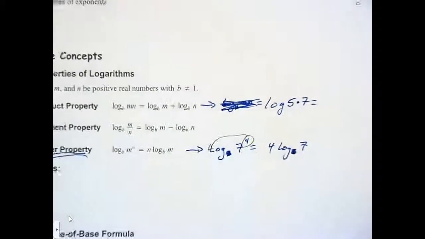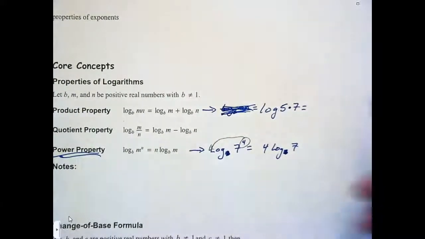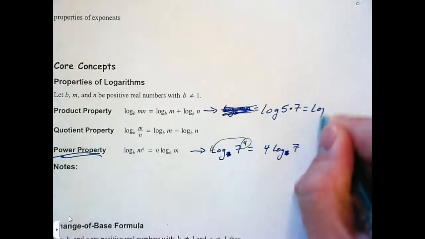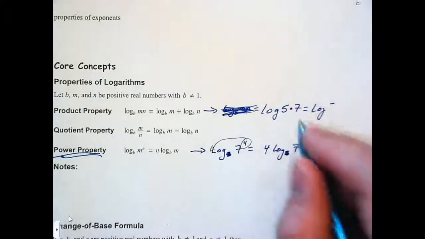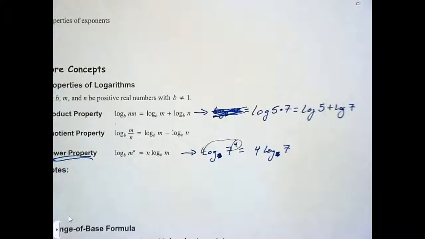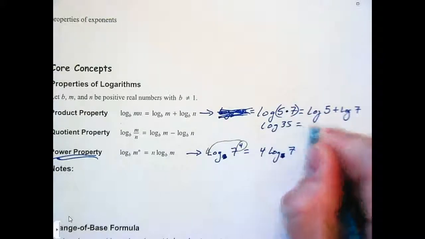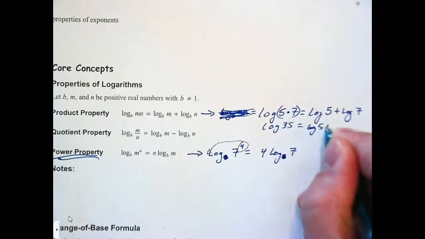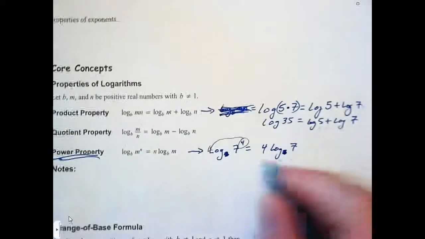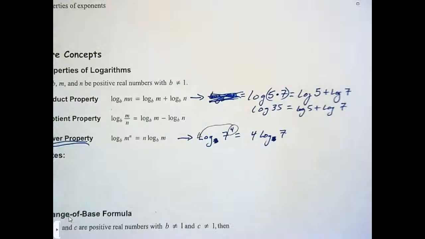What would that equal if you're using the product property? Good. Log base 10 of 5 plus log base 10 of 7. Notice they have the same base. You have to have the same base. So log of 35 should equal log of 5 plus log of 7. Throw it into your calculator and see if I'm right. You could just say log, I'm saying base 10 for what we're doing right now. Did it work?